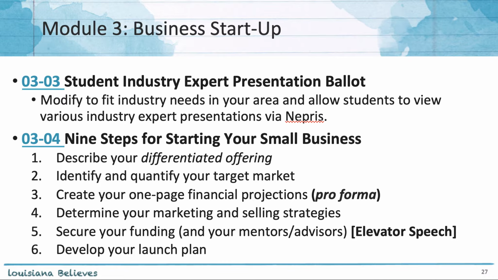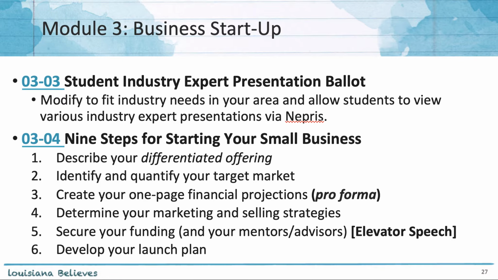0304 is going to talk about the 9 steps to starting your small business. So the first thing is you have to define or describe your differentiated offering. What makes your business different than everybody else? If you're going to sell hamburgers, why come buy a hamburger from you? Then you have to identify and quantify your target market. Third, create your one-page financial projection called a pro forma. And fourth, you have to determine your marketing and selling strategy.